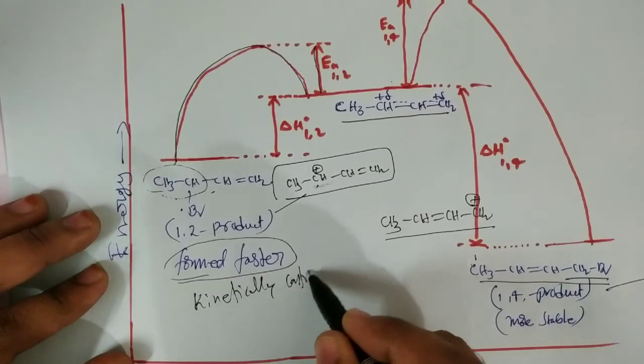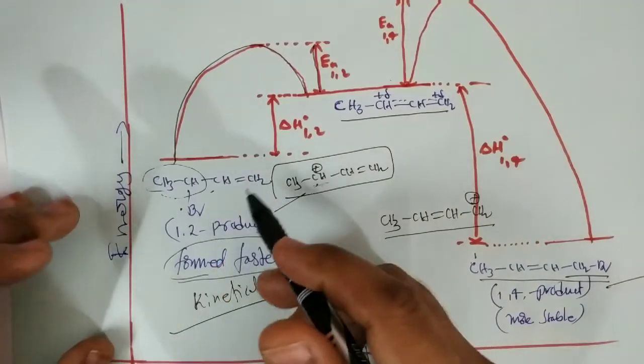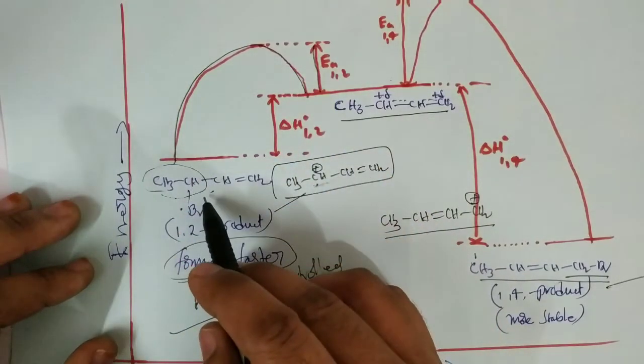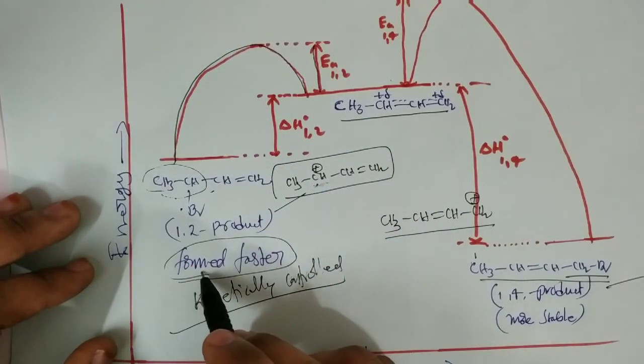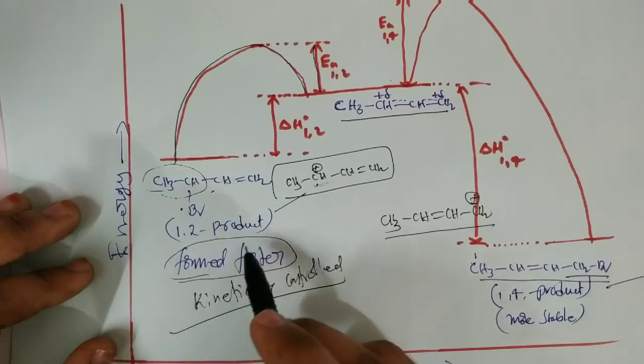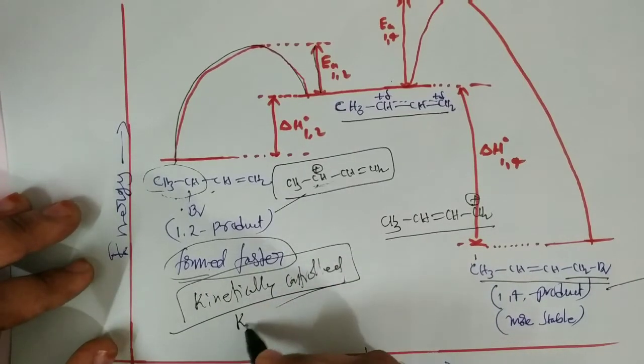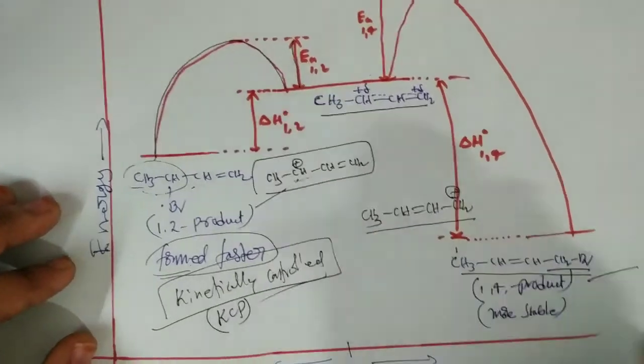Okay, this is the kinetically controlled product, because here this product formation is irreversible, since it is a readily formed product. That's why we are saying it is formed faster, and the initially formed product is the 1,2 product, and it is a kinetically controlled product. Okay, that means simply KCP you are saying.